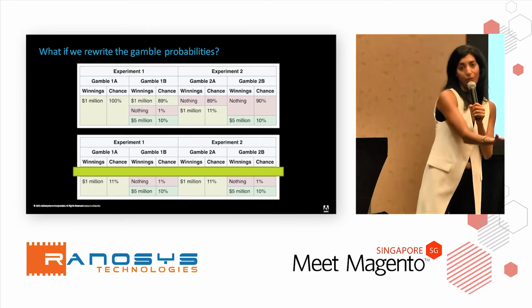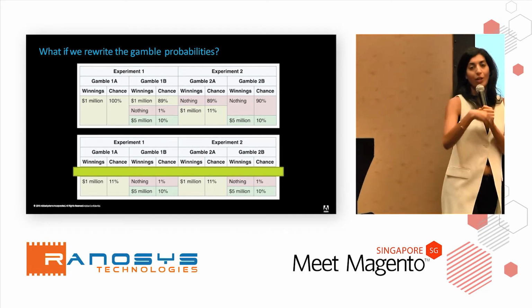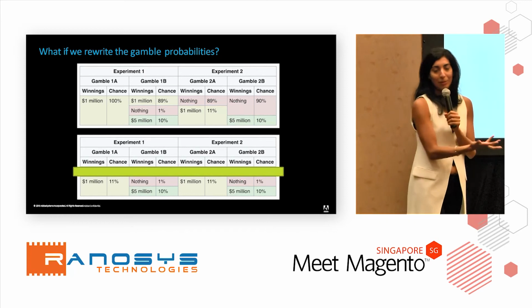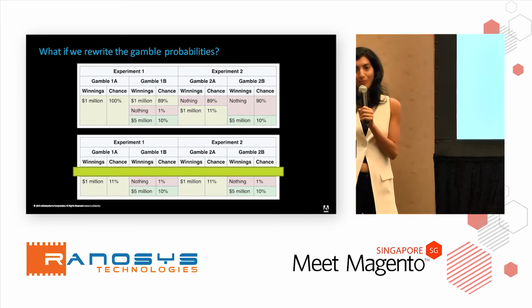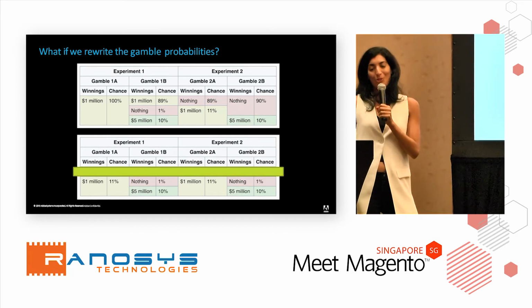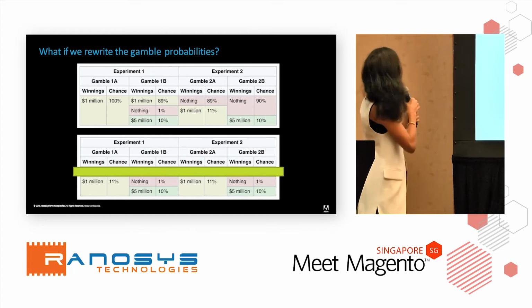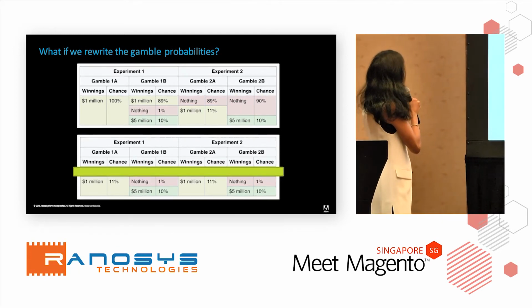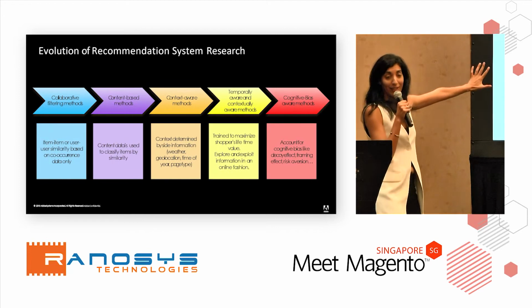The way I presented you the information in the first experiment, the majority of you picked A. And the way I presented to you the same thing, the majority of you picked B. All right. This is my last slide.